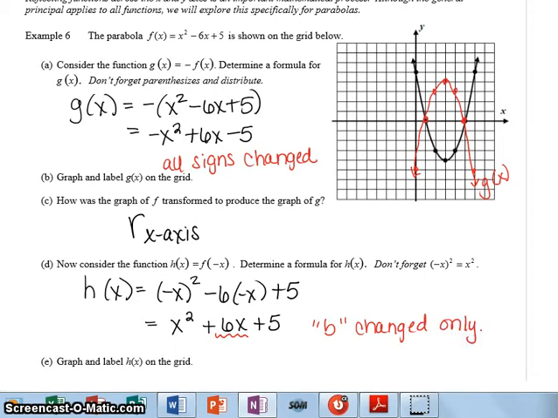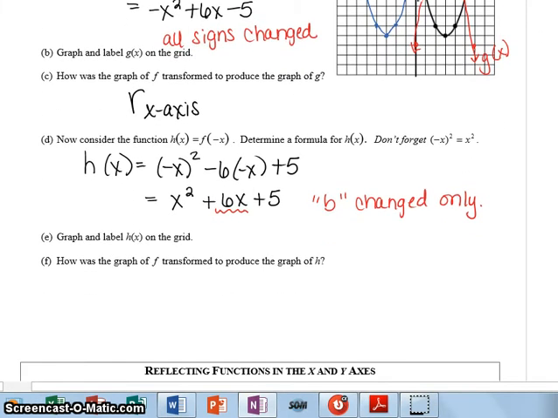Graph and label that on the grid. So I'll make this graph blue. When I make this graph blue, it produces this graph. So if you compare the original black graph to my blue graph, which I am now calling h of x, you can see that this is a reflection over the y-axis.